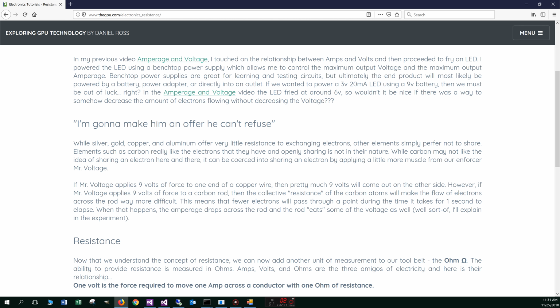Anyway, whatever. If Mr. Voltage applies 9 volts of force to one end of a copper wire, then pretty much 9 volts will come out of the other side. However, if Mr. Voltage applies 9 volts of force to a carbon rod, then the collective resistance of the carbon atoms will make the flow of electrons across the rod way more difficult. Now, this means that fewer electrons will pass through a point during the time it takes for 1 second to elapse. If you remember that, that's the very definition of amperage there. Now, when that happens, the amperage drops across the rod, and the rod eats some of the voltage as well. Well, sort of. Okay, I'll explain a little later in the experiment.